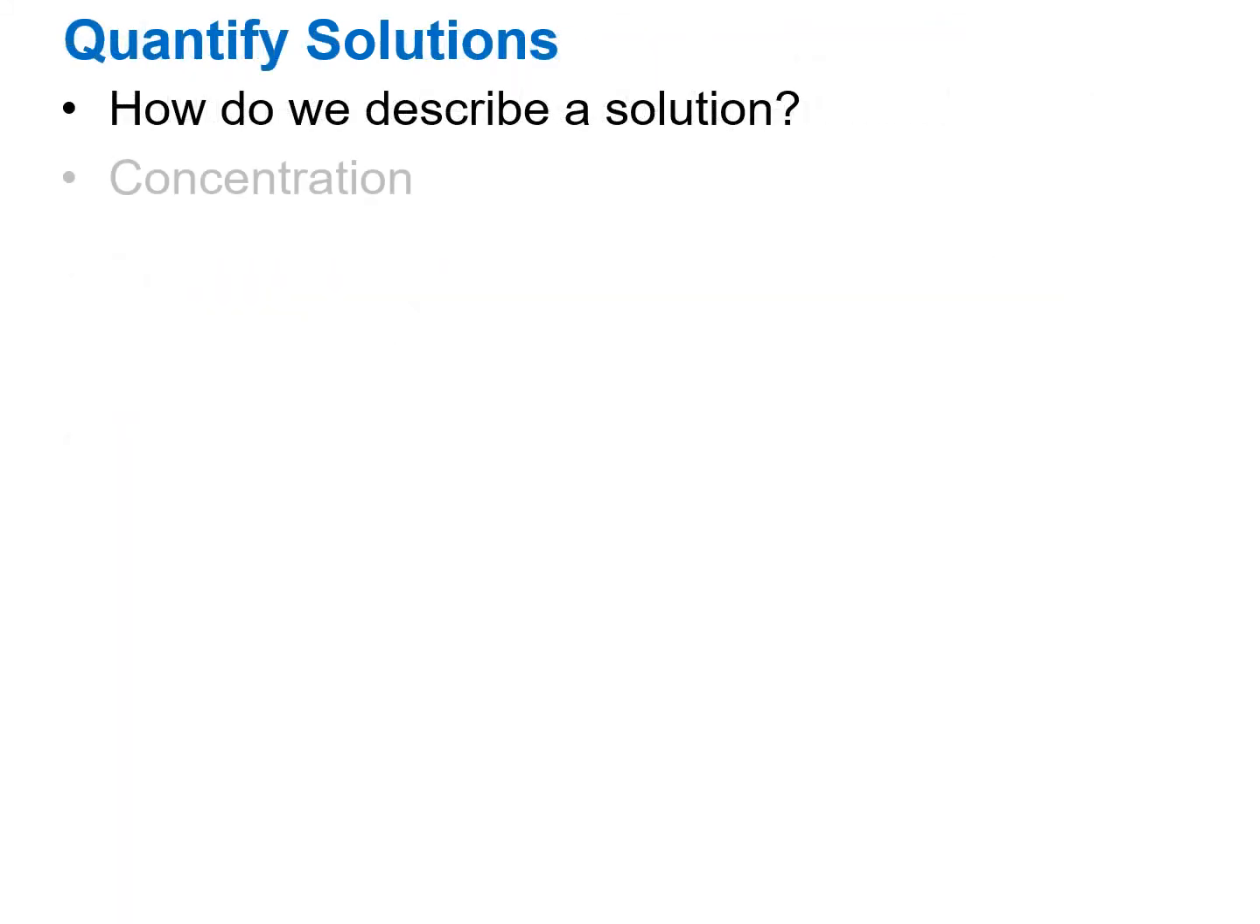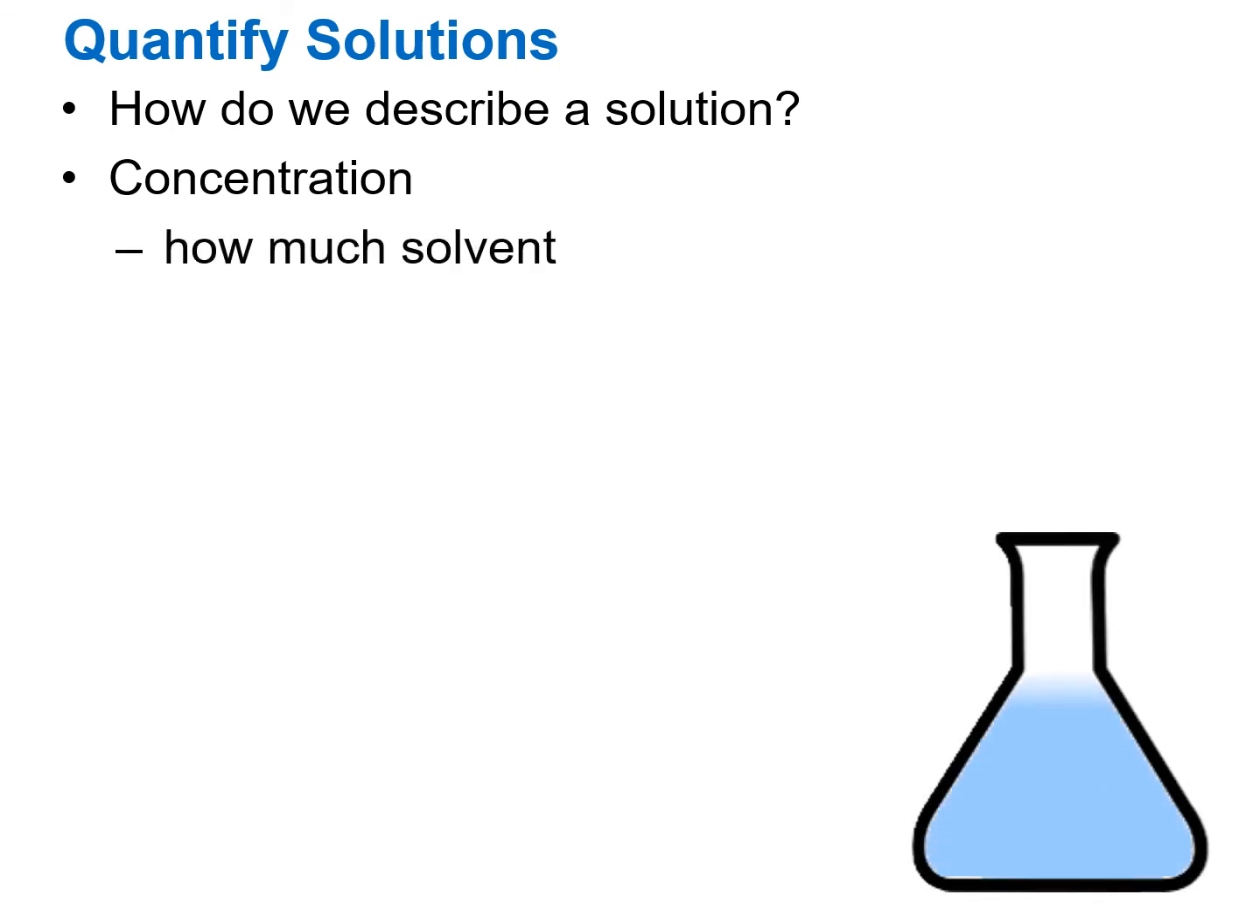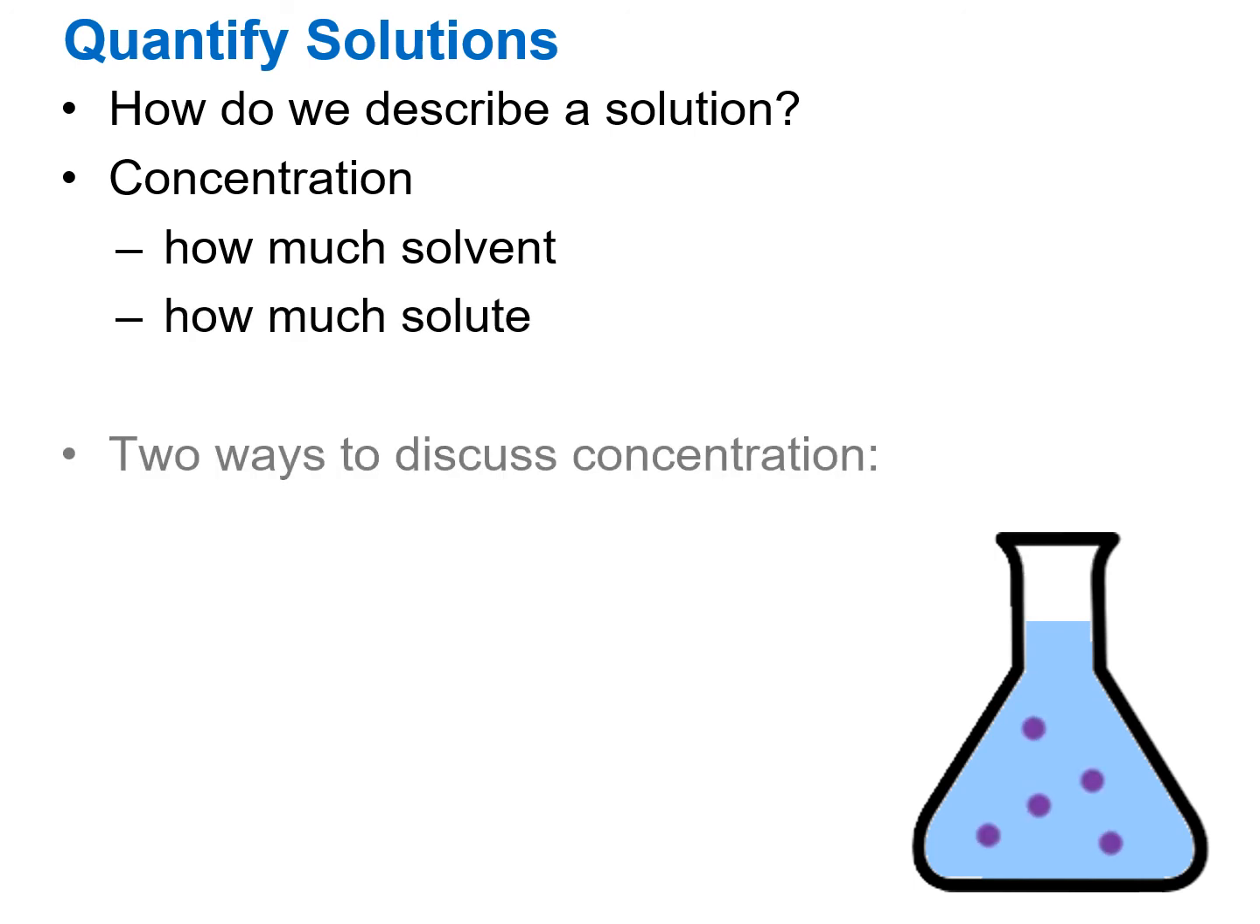So how do we describe a solution? Well, as we just said, we can take a look at the concentration, and we know that it has to do with how much solvent we have and also how much solute has been added to that solvent. Now there's two ways to discuss this concentration besides concentrated and dilute. We could measure this with a term known as molarity, and the other way we can look at it is through what's known as a dilution, which is a calculation. So let's take a look at both of those.